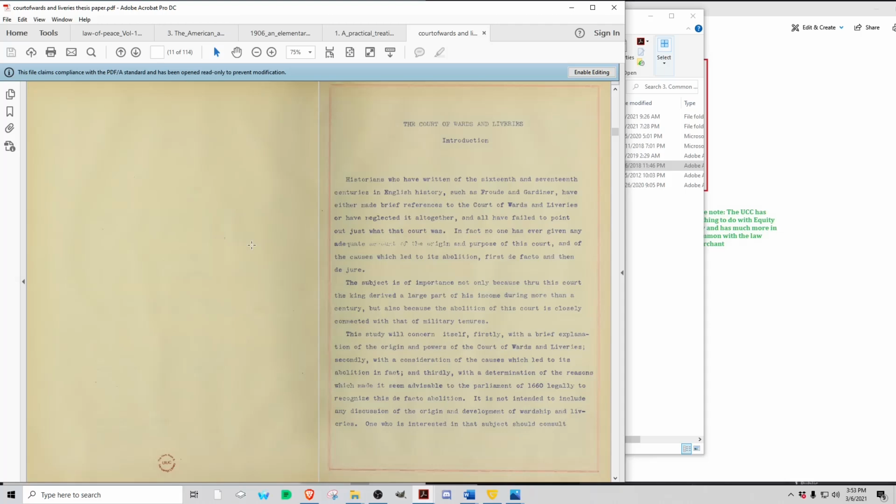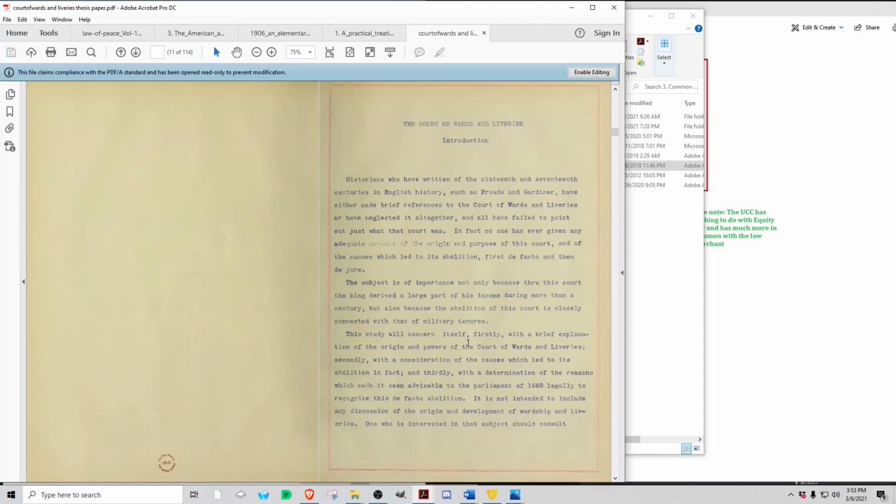The subject is of importance, not only because through this court the king derived a large part of his income during more than a century, but also because the abolition of this court is closely connected with that of military tenures. That's the feudal aspect, which goes back to Articles 3, 4, and 5 of the Magna Carta, which is why I read it first. This study will concern itself firstly with a brief explanation of the origin and powers of the Court of Wards and Liveries, secondly with a consideration of the causes which led to its abolition in fact, and thirdly with a determination of reasons which made it seem advisable to Parliament in 1660 legally to recognize this de facto abolition.